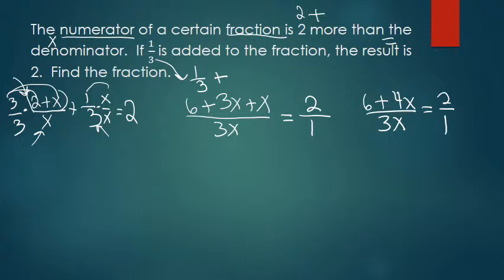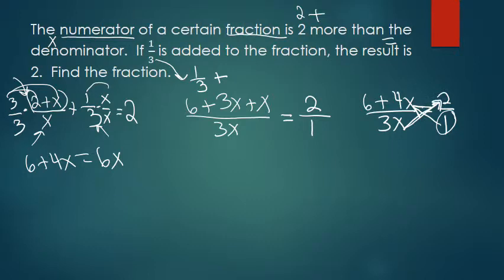I've got one rational expression on each side of the equals sign. So at this point, I can go ahead and cross multiply. So I'm going to multiply 1 times 6 plus 4x and multiply 3x times 2. Now, because I'm multiplying by 1 here, I don't really need to worry about the parentheses, because 1 times anything is itself. So 6 plus 4x times 1 is 6 plus 4x. Okay, and then I get 3x times 2, which is 6x. Again, that's this part.